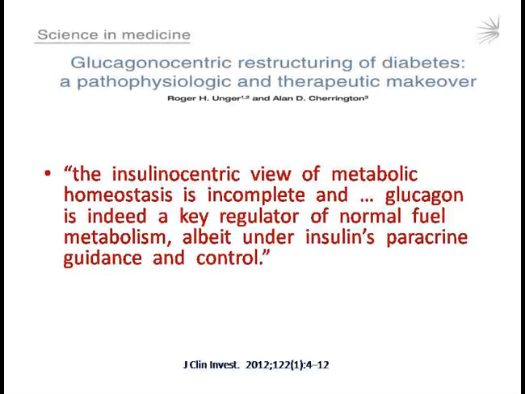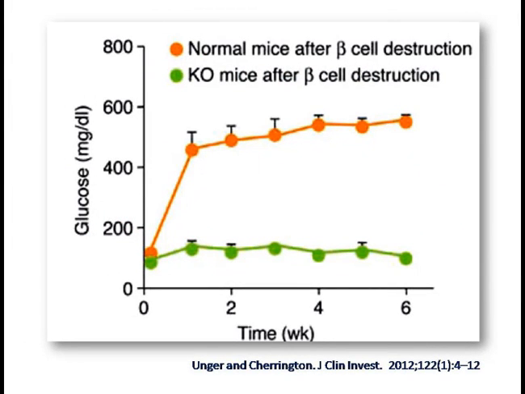The clinical implications of this have led to a glucagonocentric restructuring of diabetes. The insulinocentric view of metabolic homeostasis is incomplete, and glucagon is indeed a key regulator of normal fuel metabolism under the insulin paracrine guidance and control. And I will show you a rat model where it's very interesting to look at the upper level of this: these are mice who have had beta cell destruction. And as you expect, with beta cell destruction, glucose levels have gone to the 400 and 600 levels. The destruction has been done with streptozocin.